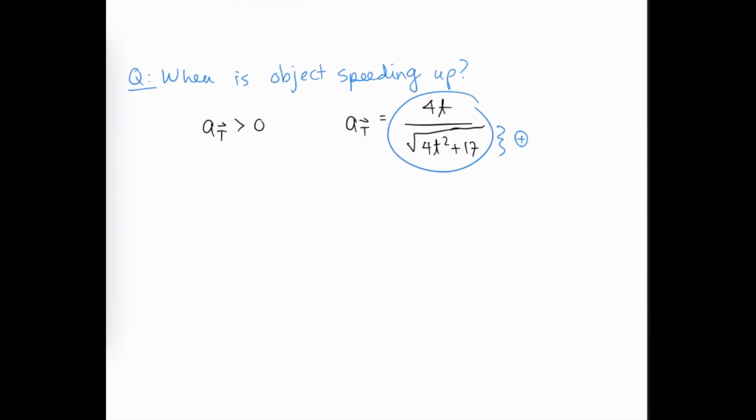So when is the object going to be speeding up? We could say that it's going to be speeding up anytime the t value is greater than 0. Let's make mention of the fact that it has to be strictly greater than 0, because if the tangential component of acceleration is exactly equal to 0, that's the situation when we have no change in speed.